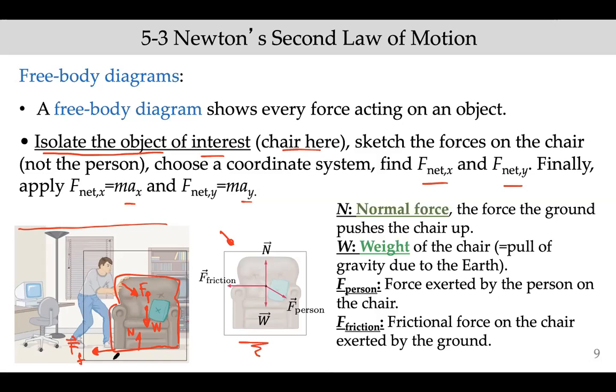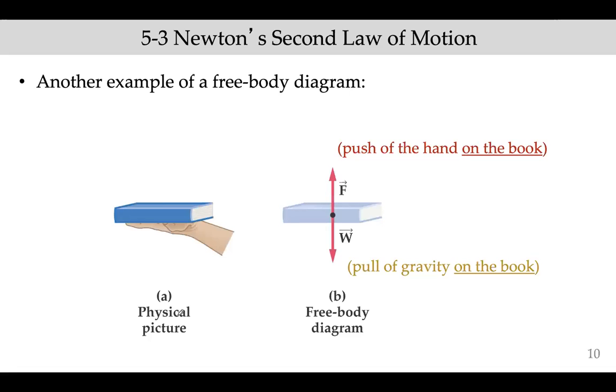Okay, now I can move all the forces together to a point. The normal force is up, weight is down. The external force on the chair coming from the person is kind of in this direction. And there is also friction to the left. So I can move all of them to this point. Can I move the vectors? Yes. As long as you don't change their direction, you are free to move the vectors to other places. Okay, so that's what a free body diagram is.